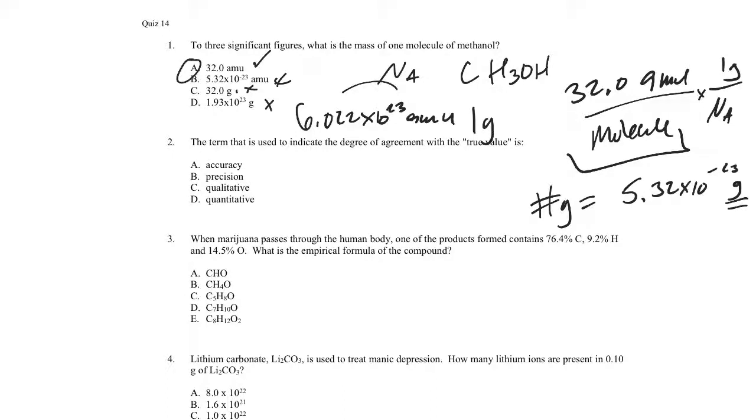The term that is used to indicate the degree of agreement with the true value is the definition of accuracy. I actually remember when I was putting this together, qualitative and quantitative sound good, but accuracy is just defined as closest to agreement with true value. Quantitative and qualitative are like adjectives that you would use to describe data. So not exactly what the term accuracy is, how it's defined.